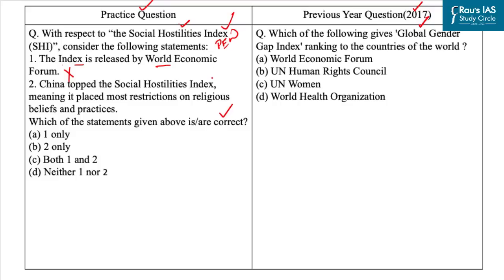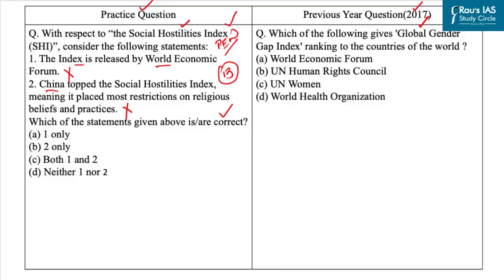Now let's come to the second statement. China topped the Social Hostilities Index, meaning it placed most restrictions on religious beliefs and practices. Now, the Social Hostilities Index uses 13 indicators to measure social hostilities. The higher the rank, the higher the hostility. And India has been ranked first in the Social Hostilities Index. So it's India who topped the Social Hostilities Index and not China. So this statement is incorrect.